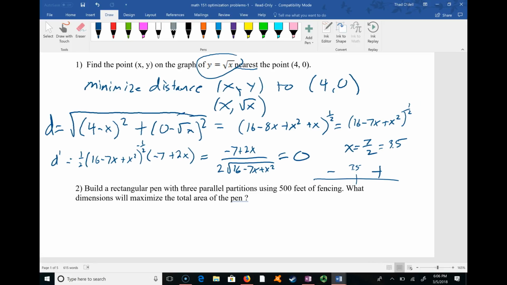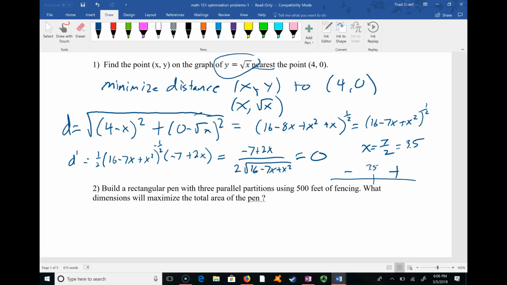So then we go back and read the question. The question was, find the point on the graph y equals square root of x nearest the point 4, 0. So this is an x value, so this must be 3.5 comma square root of 3.5 would be the point that I'm looking for. That would be my answer.